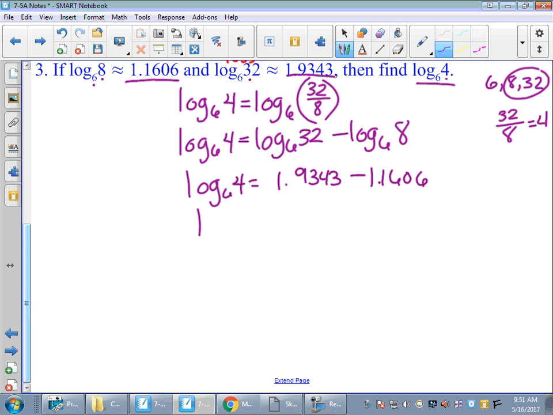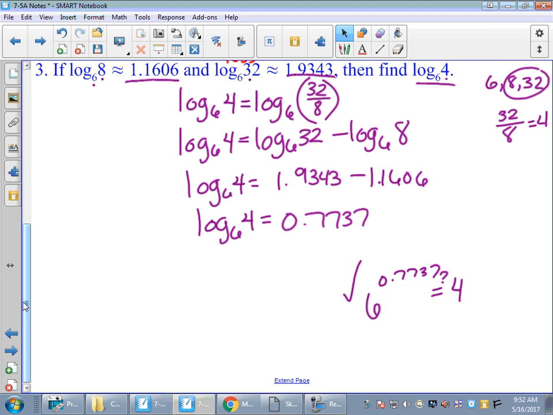1.1606. And so the log base 6 of 4 is equivalent to, if you use your calculator, 1.9343, take away 1.1606, 0.7737. You can always check your answer by saying, if you take 6 to the 0.7737 power, does it equal 4? And it should, or really close to 4, because we're rounding.